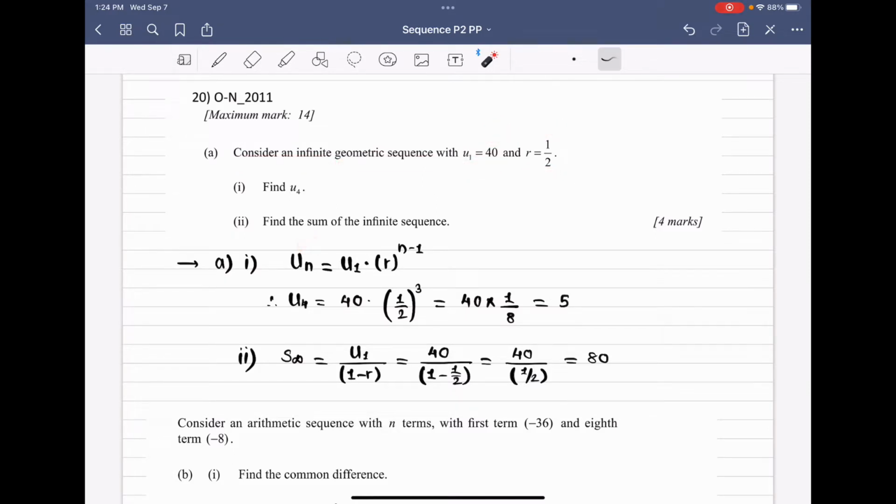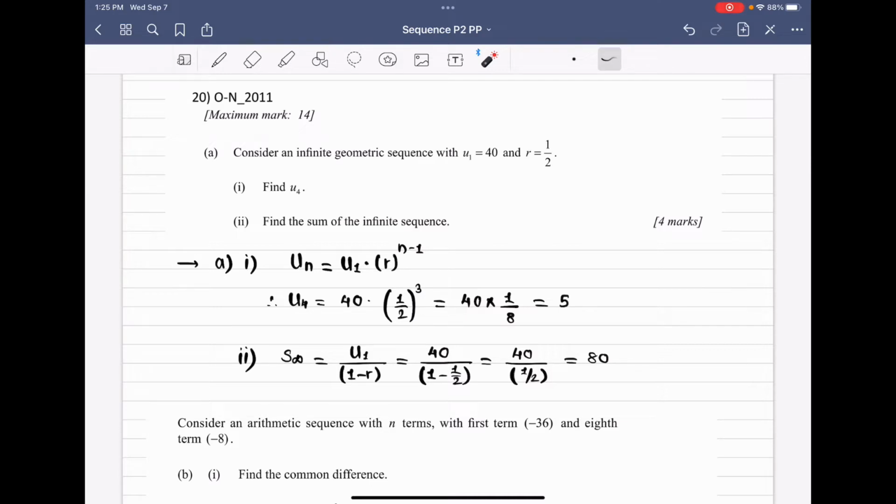Let's use the un formula of geometric sequence: u1 times r raised to n minus 1. u1 is given as 40 times bracket 1 by 2, because that is my r, raised to 4 minus 1, which is 3. 40 will remain as it is. 1 raised to 3 is 1. 2 raised to 3 is 8. 40 times 1 over 8 is basically 5. So your first answer, u4, is equal to 5.